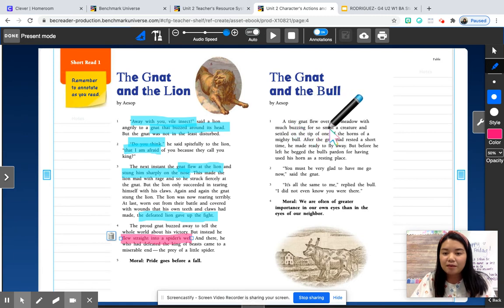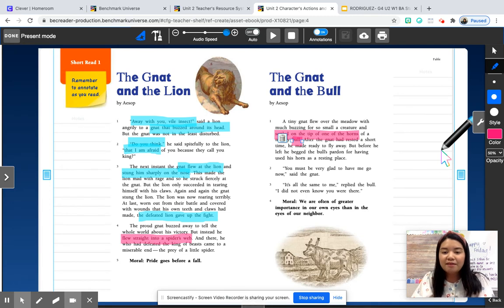So let's see, where do I start? I'm just going to start right here, settled on the tip of one of the horns of a bull. I don't need to highlight everything. I just need to highlight the parts that will remind me of that key event. So now I'm going to begin reading, and you're going to go ahead and highlight what you think is the next 2 key events. After the gnat had rested a short time, he made ready to fly away.